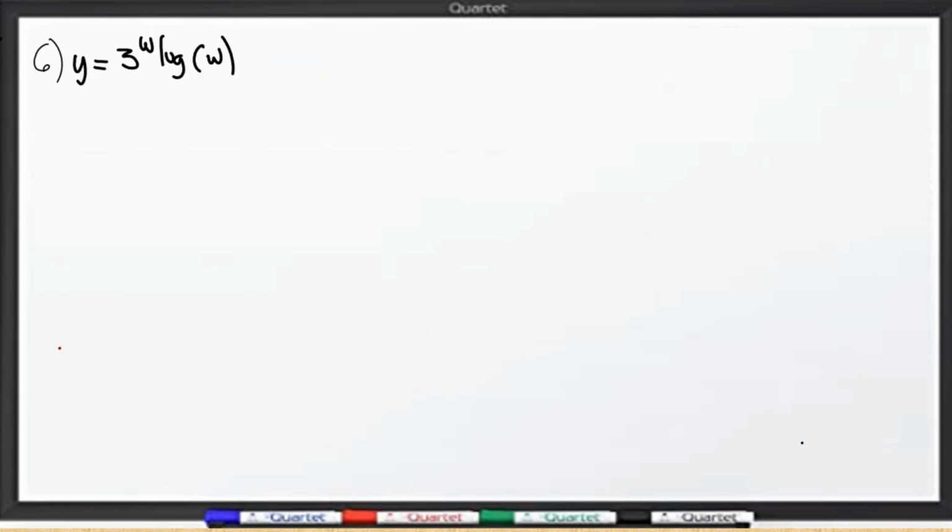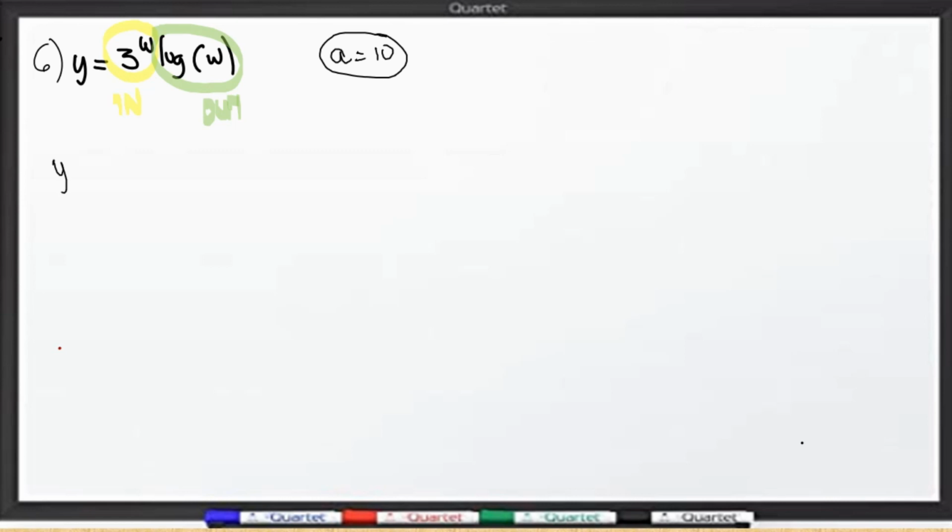We have our final example. This is problem number 20 or problem number 6 sa logarithms. Y is equal to 3 raised to w multiplied by the logarithm of w. So recall that this is a common logarithm, kung kaya't meron tayong base a will be 10. Okay, so let us do the product rule. Let us call this as the inside and we call this one as the outside.